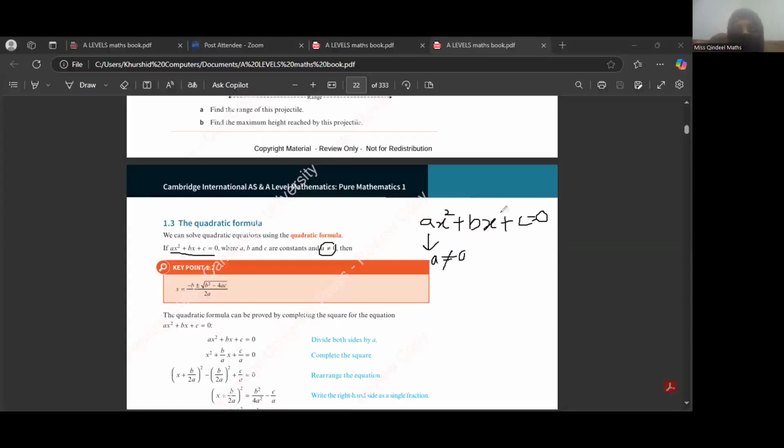But if you see any quadratic equation where b is equal to 0, then such an equation is called the pure quadratic equation. a must not be 0, but b, the coefficient of x, may be 0, and if it is 0, then this is called the pure quadratic equation. So if b is equal to 0, the equation is written ax² + c = 0. This equation is called the pure quadratic equation.